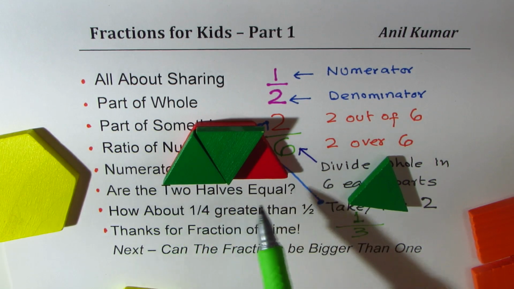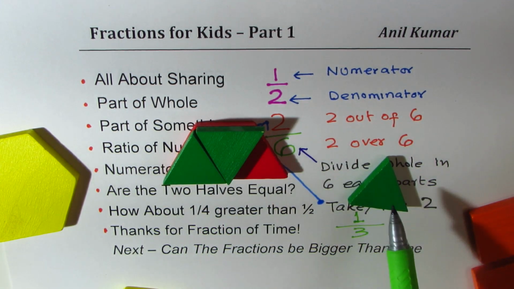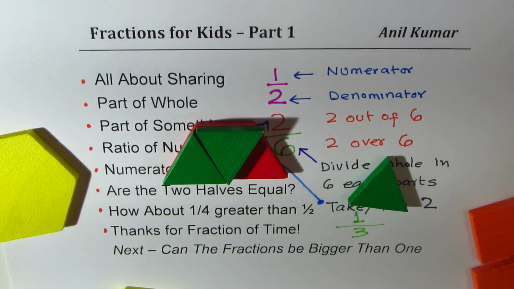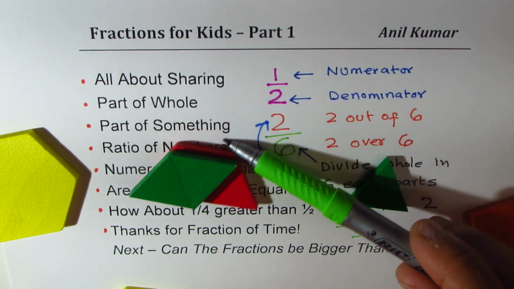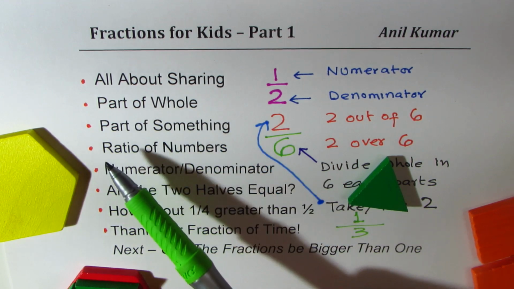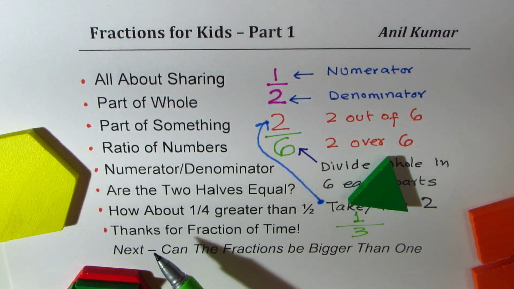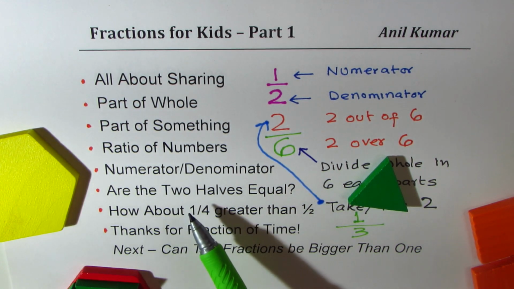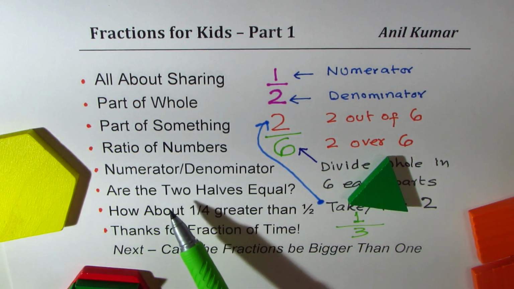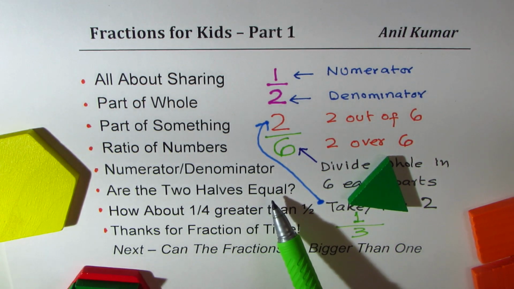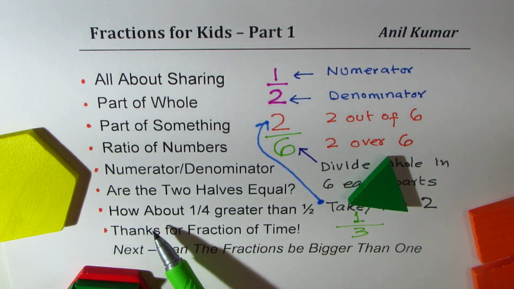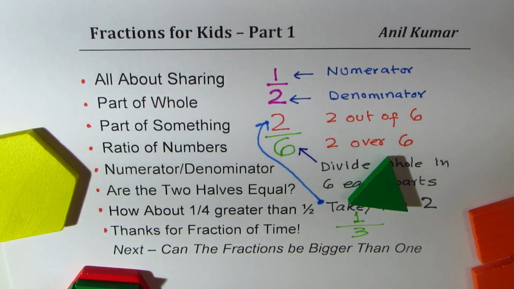Do you see that? So the whole was divided into 3 equal parts, and one of them is given to your friend. So that is what the fraction is all about. So I hope you have got a good concept. Now let's take more examples and questions based on part of whole, part of something, ratio of numbers, numerator, denominator, and then we'll also answer a very significant question. Are the two halves equal? Third, how about 1/4 greater than half? Is that possible?